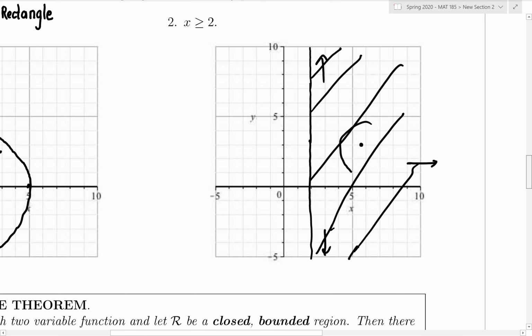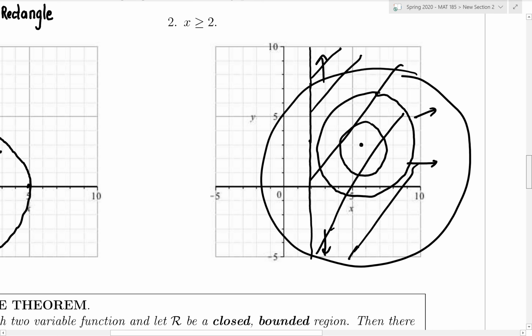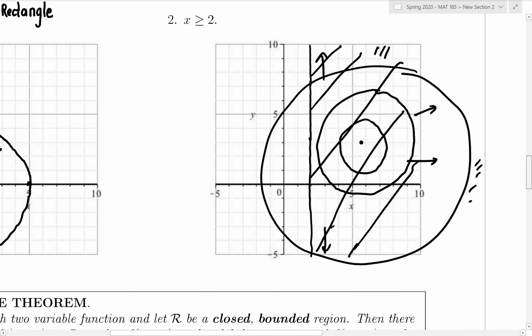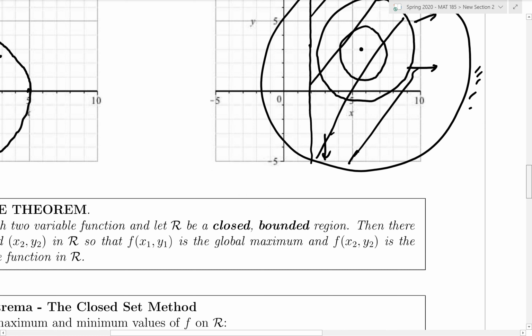So I could start with something like this disk, and there are points outside. Could take another disk here, and a point is going to be outside. I could take even a bigger disk here. Again, there are going to be points out here and out here that are not contained in the disk. So no matter how large I take this disk, it's not going to contain all of those points in question. So this region is not bounded.